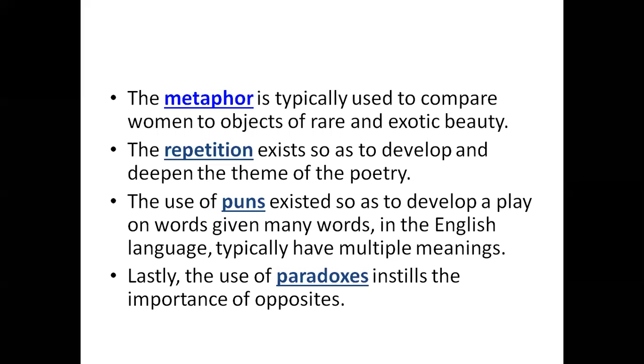And of course, paradoxes, like I mentioned before, were also used in Elizabethan poetry in order to show the importance of opposites or the complexity of human emotions and situations को, and of course उनकी intensity को बताने के लिए paradoxes were used in Elizabethan poetry.